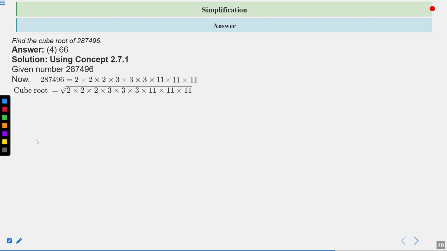So the cube root of this number will become, we take 2 common from the first triple, and we take 3 as a cube root, and also we get 11. So we multiply 2 into 3 into 11, which becomes 2 into 3, 6 into 11 becomes 66. So the fourth one is the correct answer of this question. Next one.